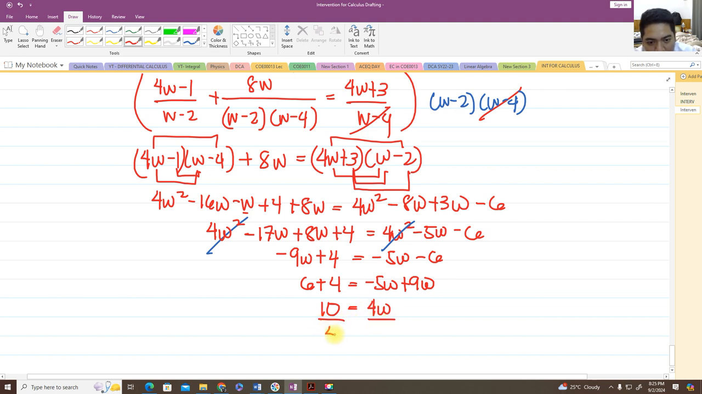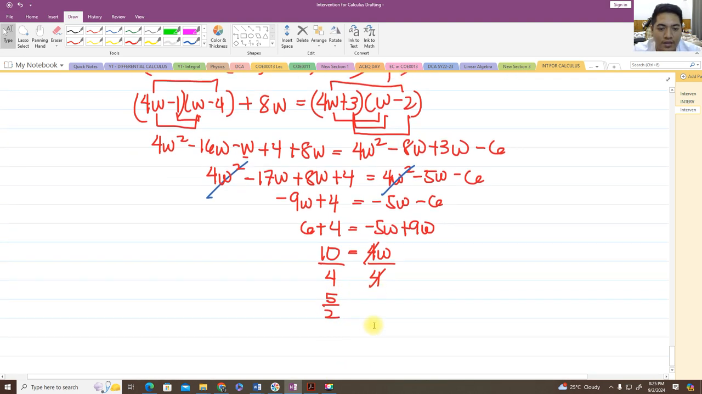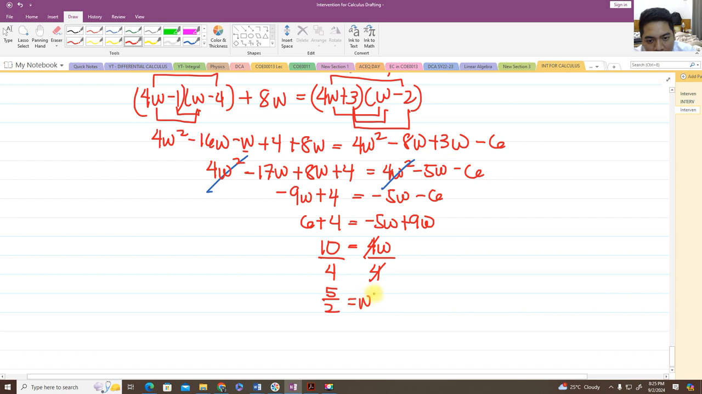Divide both sides by 4 to get w. So you have 10 all over 4. The lowest term of that would be 5 all over 2. Okay? They are both divisible by 2. So your w would be 5 halves or 5 all over 2.